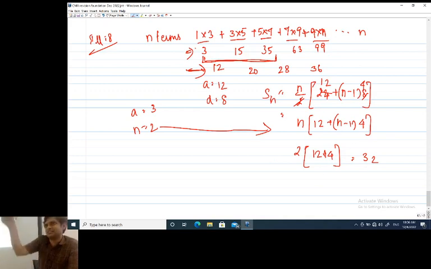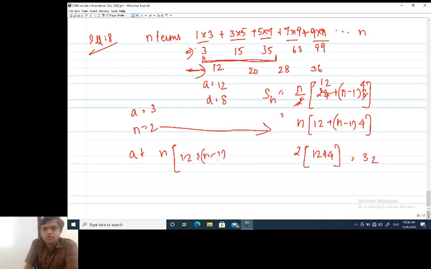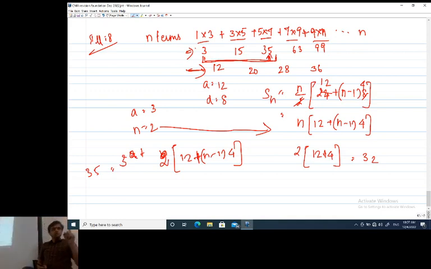Whatever we found as the summation of the AP is nothing but the total of the differences. You are able to follow this? So Tn is given by A plus this formula, n into 12 plus n minus 1 into 4, where A is going to be 3, so you get 35, which is the third term. Do you follow this?